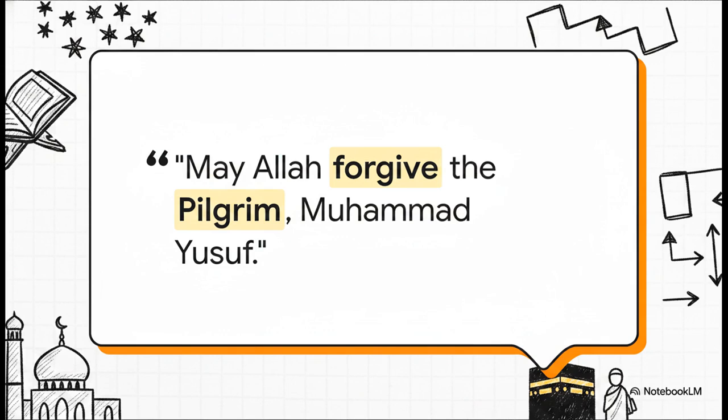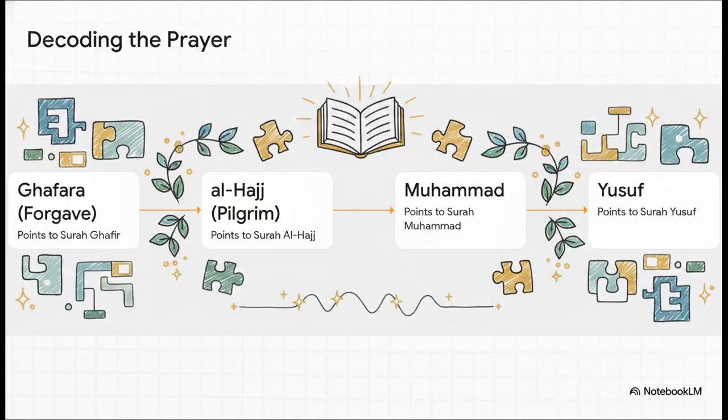So the story goes that a Quran teacher gave his student this simple, beautiful prayer to help him remember the 4 surahs. He just told him, remember this phrase, "May Allah forgive the pilgrim, Muhammad Yusuf." It's so easy to remember because it's so meaningful. And let's break down the genius of this prayer. Each key word points you to one of the surahs. Ghafara, which means forgave, points you straight to Surah Ghafir. Al-Hajj, the pilgrim, obviously points to Surah Al-Hajj. And then, of course, the names Muhammad and Yusuf point you right to their own surahs. A really tricky problem solved with just one elegant, heartfelt sentence.